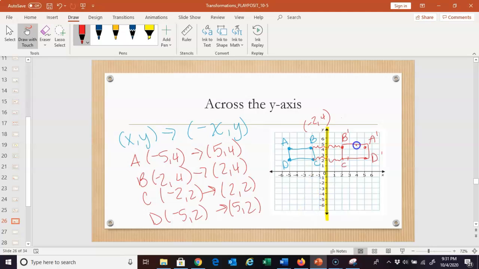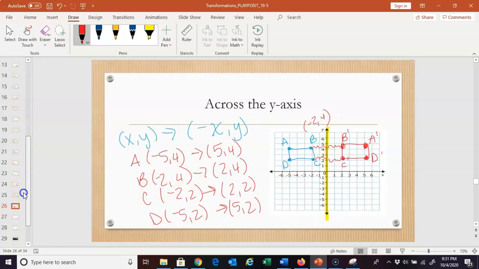And let's check our work. Sure enough, look, over 5 up 4, there's point A prime. Over 2 up 4, there's B prime. 2, 2 is C prime, and 5, 2 is D prime. Yay! It worked. So again, this is the cool thing about math, there's usually more than one way to solve a problem. You can do it visually, or you can do it using the rule.